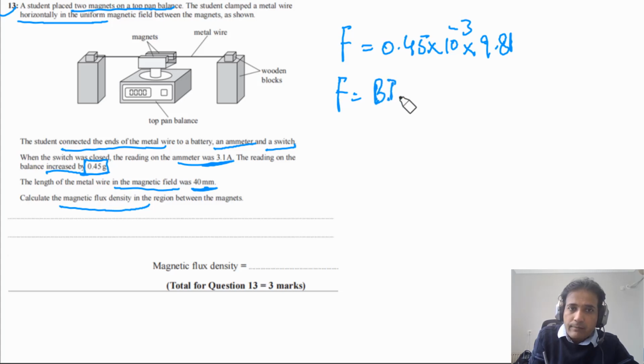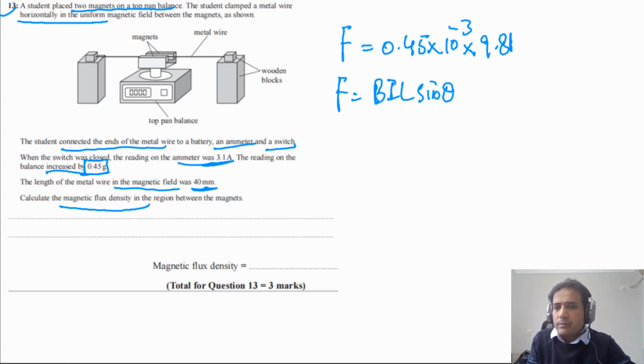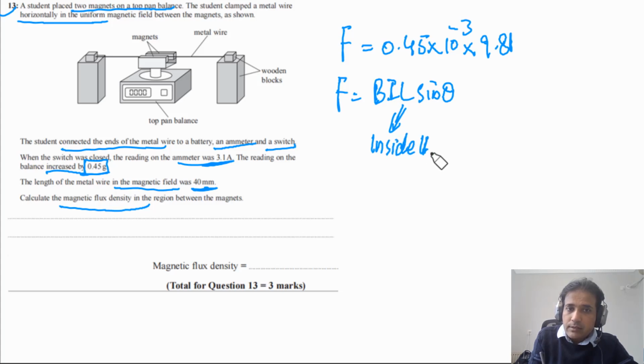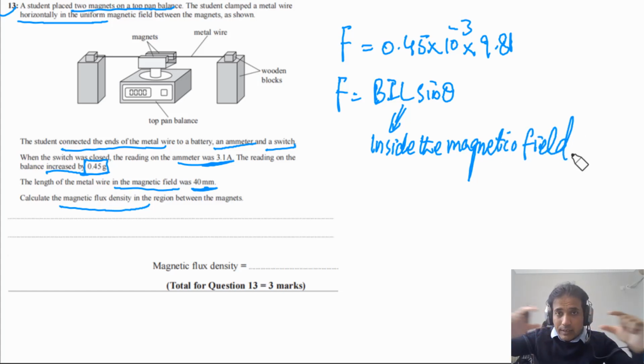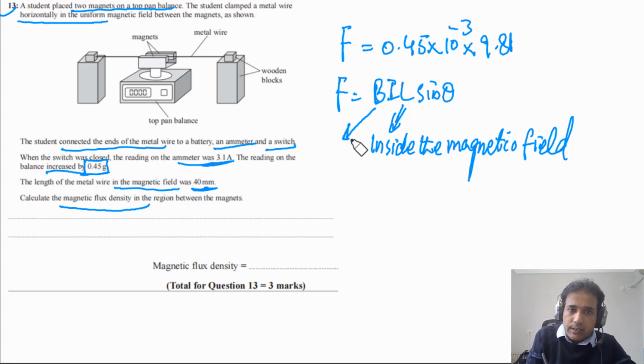BIL sine of theta. Now here it is very important to understand that we need to consider L inside the magnetic field. So this has to be inside the magnetic field. Very important one. Some tricky questions are focused on this concept. Inside the magnetic field, not the total length of the wire. The length of the wire that is inside the magnetic field. And B is the external magnetic field. And I is the current passing through the wire.